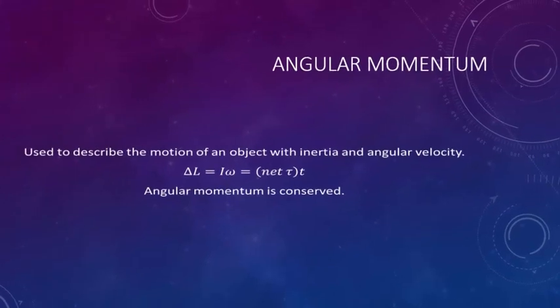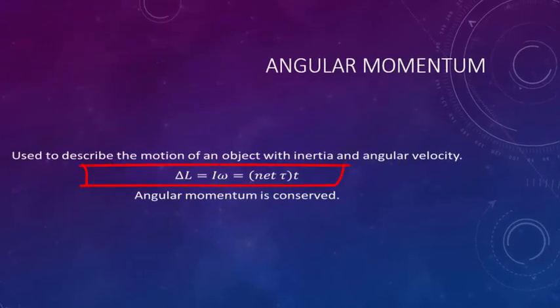Momentum is another quantity that has an angular piece to it, and it's that delta L. It's going to be the moment of inertia times the angular velocity, or torque times time. Hopefully that looks familiar. Remember, in the linear world, momentum is mv, or it is force times time. Hopefully it all looks familiar.